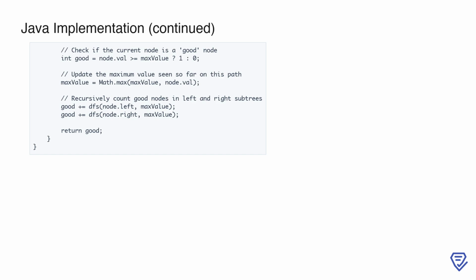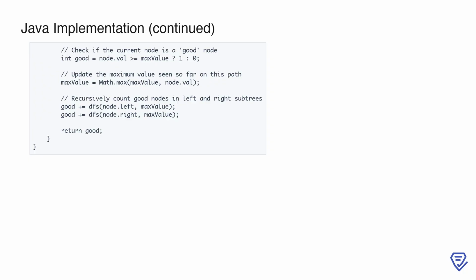It begins by checking if the current node is null. If it is, we return 0 since there are no nodes to evaluate. Next, we determine if the current node qualifies as a good node. A node is considered good if its value is greater than or equal to the maximum value encountered so far on the path from the root to this node. If it is, we assign 1 to the variable good, otherwise, it remains 0.